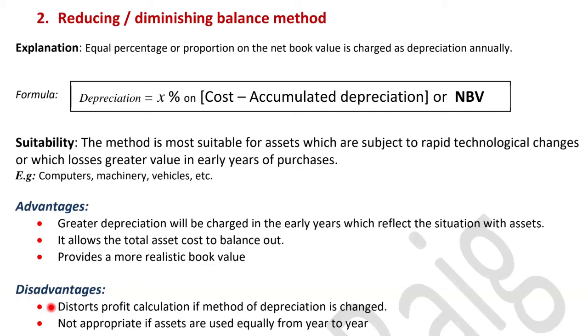One of the disadvantages, number one, distorts profit calculation if the method of depreciation is changed, which is a very normal thing. Whenever you change a method of depreciation, the profit calculation will be distorted. Second disadvantage, not appropriate if assets are used equally from year to year. As in straight line methods, you are not allowed to use the reducing balance method for assets which are depreciated using the straight line method.